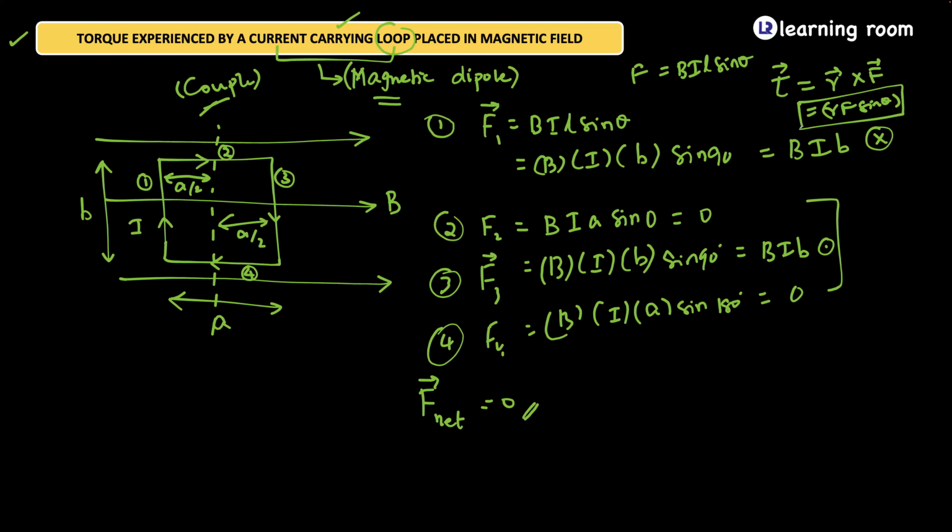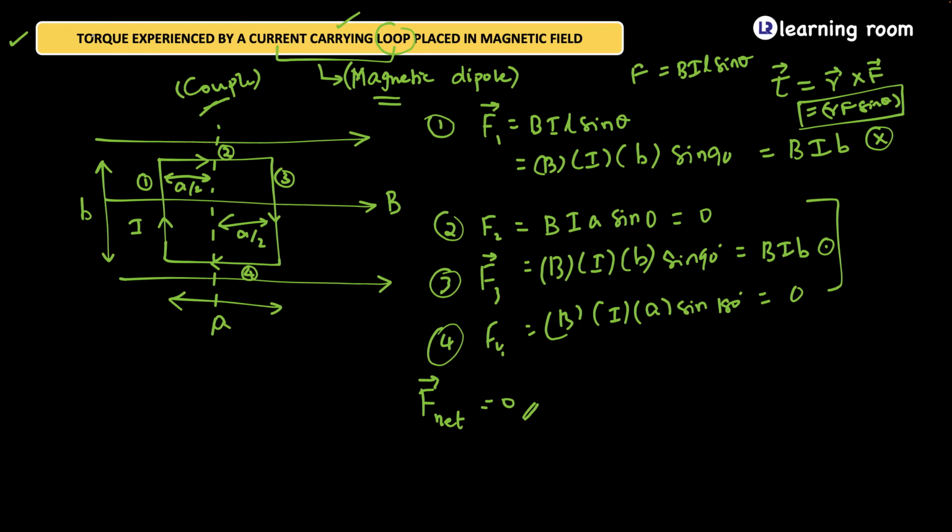So when I talk about this R F sin theta, R is the distance from the point where I apply the force till the axis of rotation, and theta is going to be the angle between the R vector and the F vector. Okay. So having said this, if you observe, what is the torque experienced by the first conductor? What is the distance from here till here? A by 2.